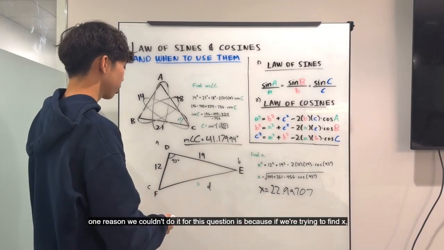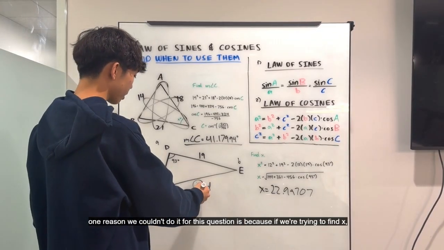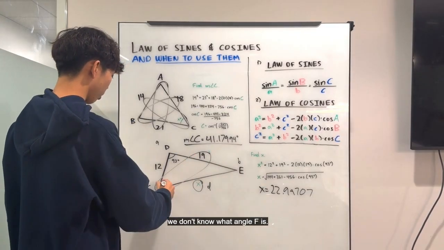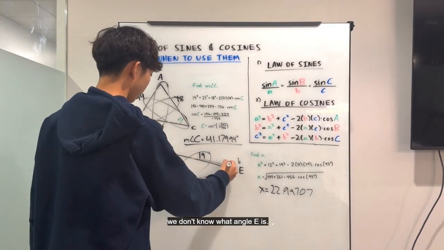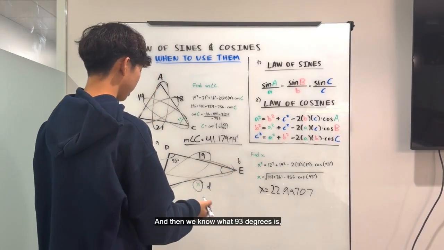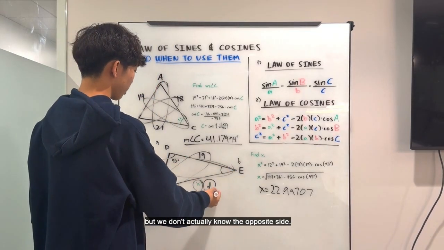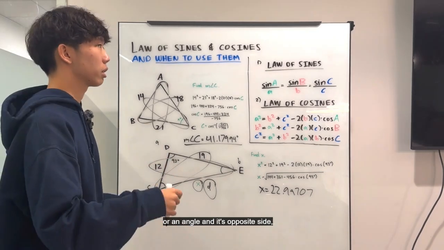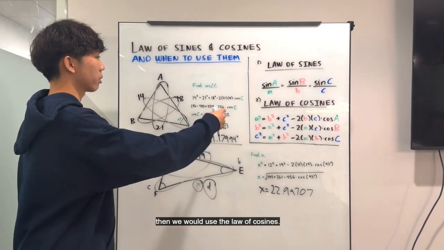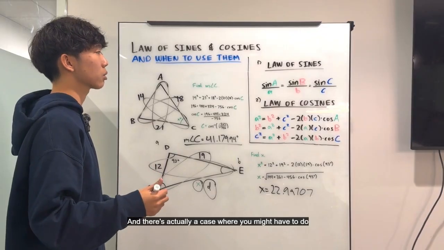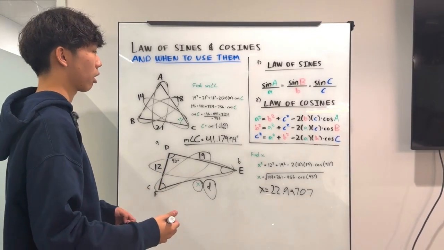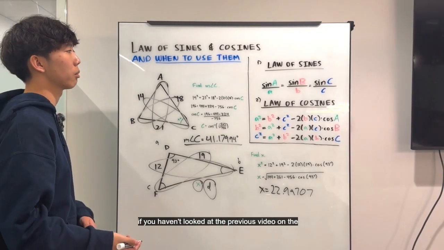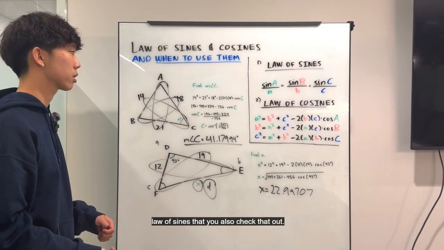One reason we couldn't use it for this question is that if we're trying to find x, we don't have any angle pairs to go off of. Here, we don't know what angle F is. Here, we don't know what angle E is. And we know what 93 is, but we don't know the opposite side. So if we don't know a side and its opposite angle, or an angle and its opposite side, then we would use the law of cosines. There's also a case where you might have to use both laws, and we'll go over that in the next video. But if you haven't looked at the previous video on the law of sines, make sure you check that out.